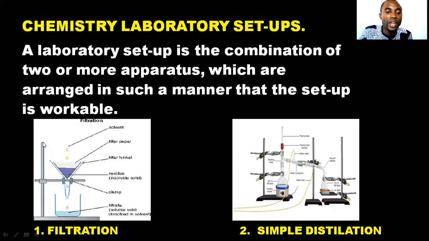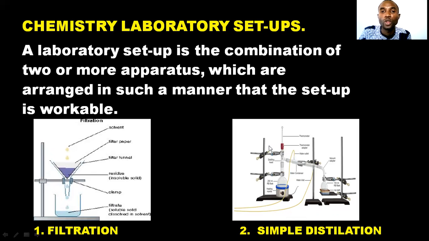For filtration, we use a retort stand, clamp, funnel, filter paper, and all of that. So here is the filter paper, filter funnel, the residue is what is here, clamp, the filtrate is what we have here, and this is the retort stand. So you see, those apparatus are set in a way that they can be used to carry out something. This is distillation.